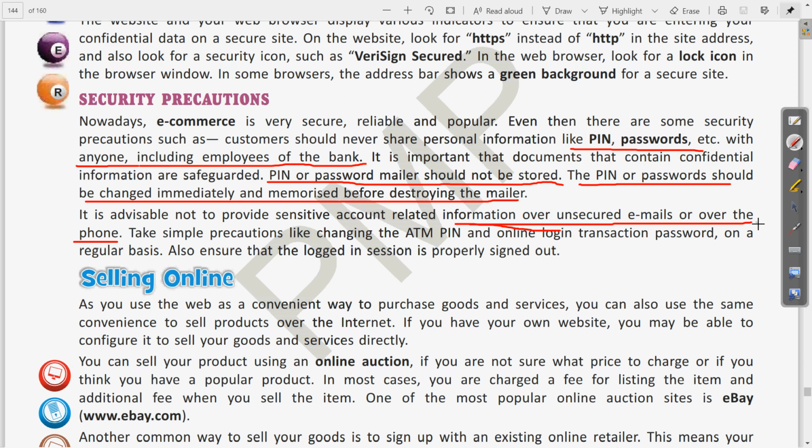And only the secure medium, or wherever we have, if there is any breach of data, we should immediately inform the bank and we should lock that or reset the password or whatever the service you are using. Clear? Then some take simple precautions like changing the ATM pin and online login transaction password on a regular basis.